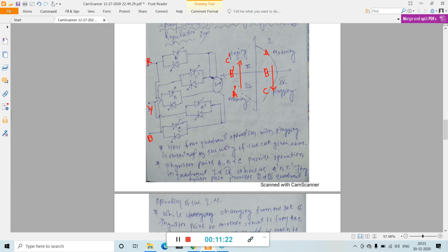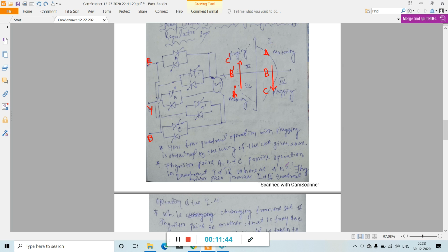So see here, 4-quadrant operation with plugging is obtained by using the circuit given above. This is the circuit. So thyristor pair ABC provides operation in quadrant 1 and 4. This is quadrant 1 and this is quadrant 4. Okay.